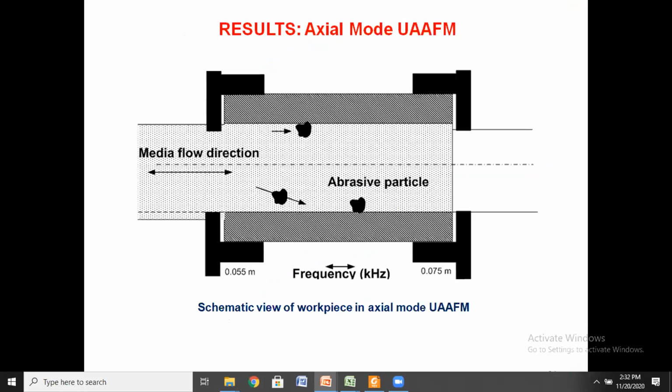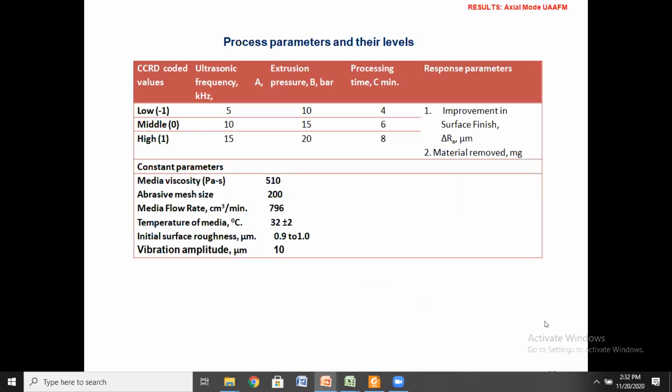Yeah, similarly, I have conducted response surface methodology for UAFM in axial mode. As I said, I can't combine this axial mode and radial mode in a single set of experiments. So I separately did both experiments with different workpiece materials as well. However, based on the first set of experiments, I could identify some changes, like abrasive mesh size, etc.